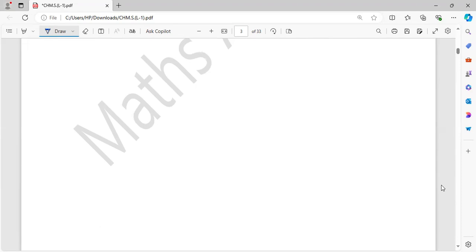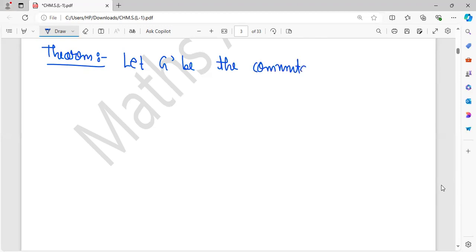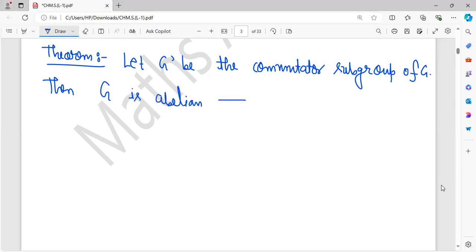So now we will prove a result. The theorem. Let G dash be the commutator subgroup of G, then G is abelian if and only if the commutator subgroup is nothing but the identity. It means the commutator subgroup contains only the identity element. So let's see its proof.